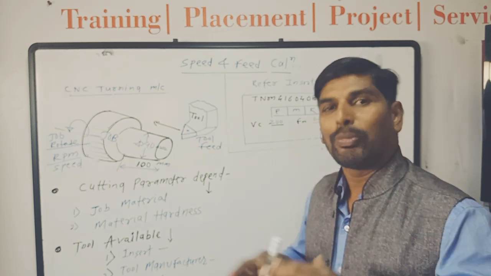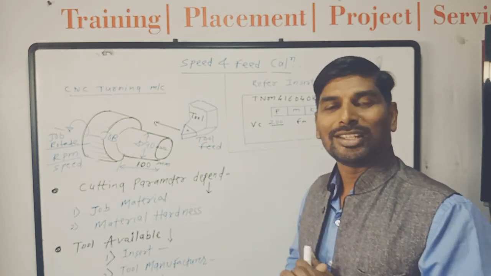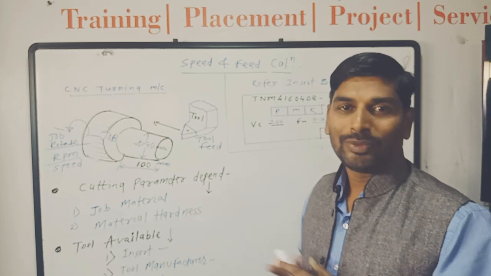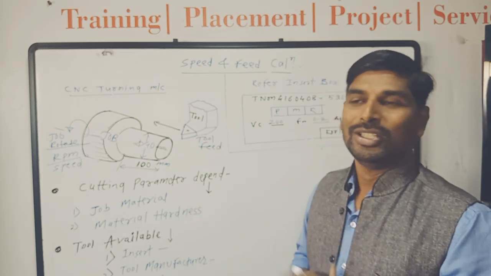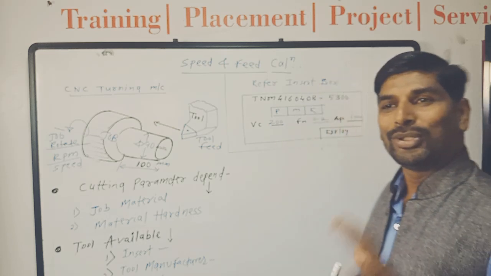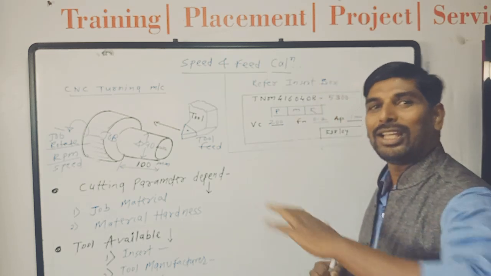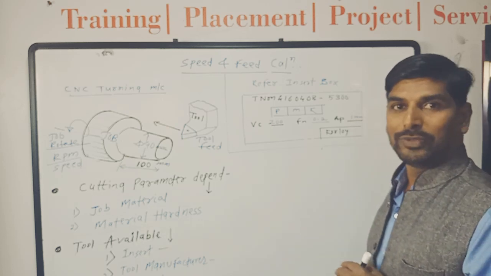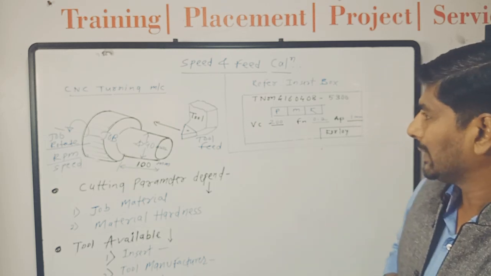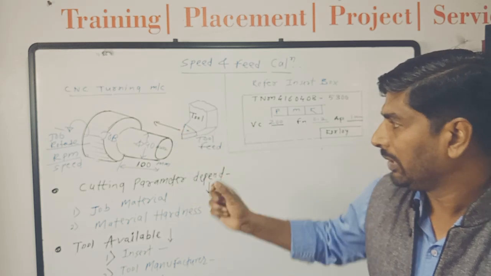My reply to such a question is always: don't ask me for a value, ask me how to find it, ask me what factors it depends on. So the same thing I am going to tell you: don't ask me for a value. I will tell you how to find it, and the factors to be considered while calculating the speed feed. Let's start. This is the job with a 40 mm diameter and a 100 mm length.